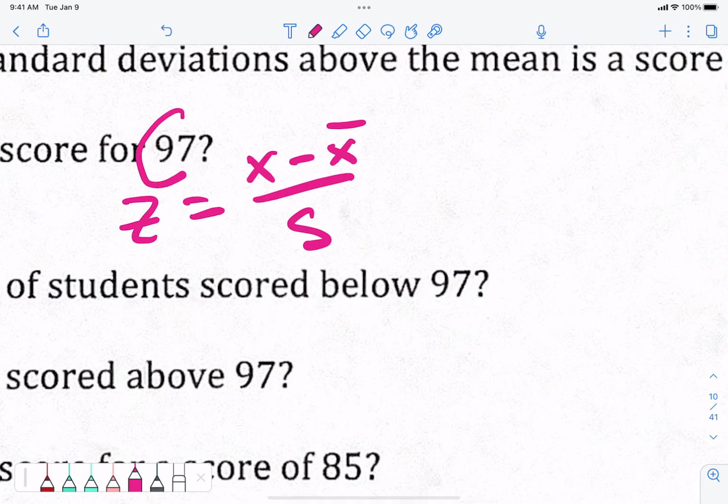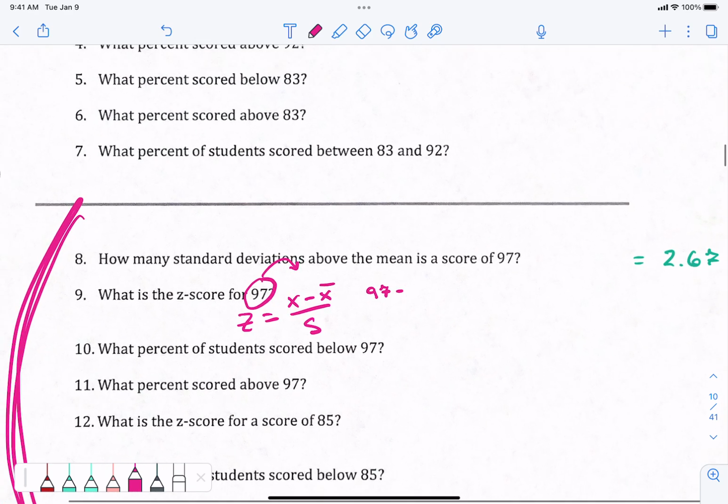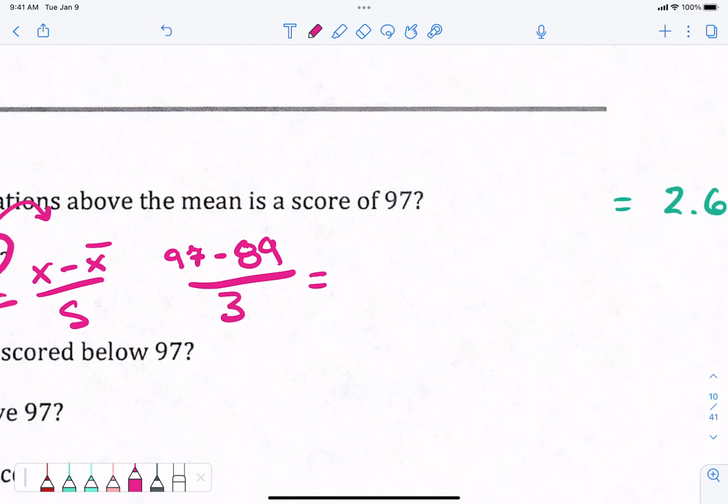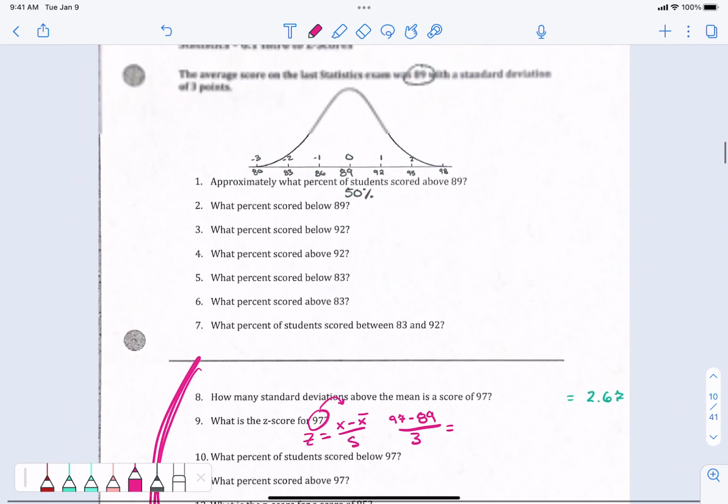So where does 97 go into this formula? X. That's my X, right? 97. What's the average from above? 89. Okay. And the standard deviation was what? 3. Okay. Are we going to be a positive z-score or a negative z-score? We're above average, right? We're a positive z-score. So how is it 3?